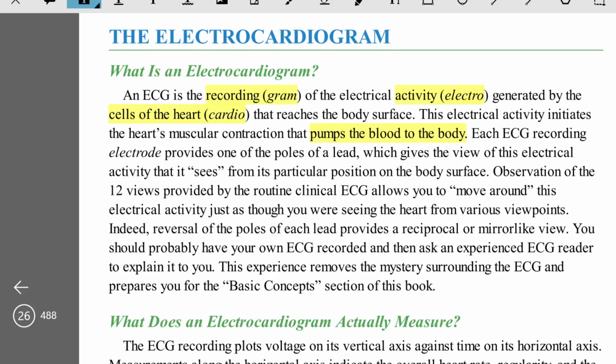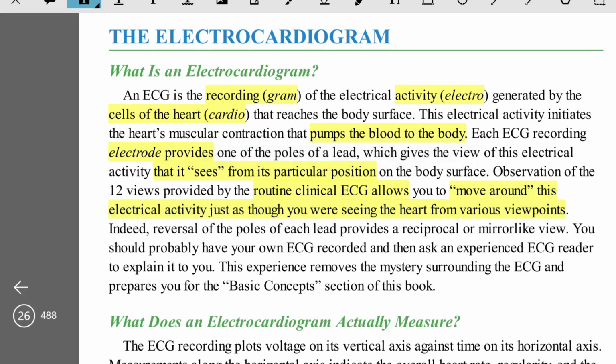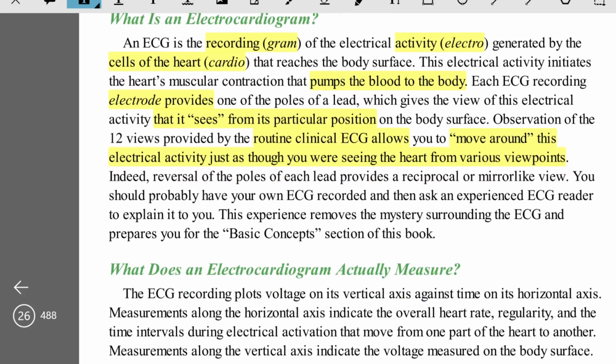Each ECG recording electrode provides one of the poles of the lead, which gives the view of the electrical activity that it sees from its particular position on the body surface. The observation of 12 views provided by the routine clinical ECG allows you to move around this electrical activity just as though you were seeing the heart from various viewpoints. Indeed, reversal of the poles of each lead provides a reciprocal mirror-like view.